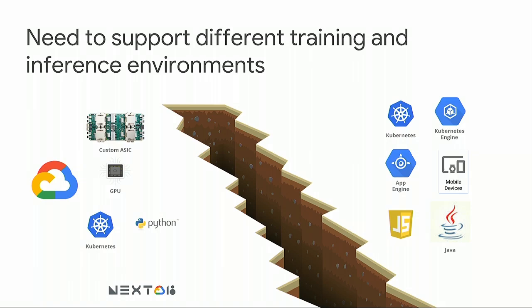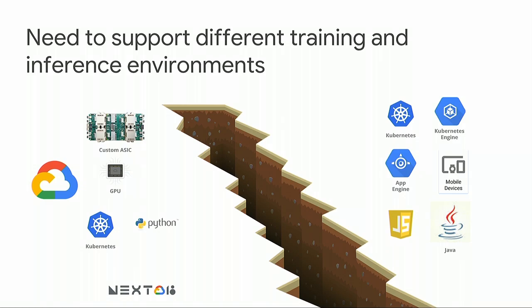So why do we need portability? When we designed TensorFlow, the idea was that we needed to support different training and inference environments. When you talk about where you train, you might train on the cloud, you might train on a Kubernetes system. You might train with programs written in Python. TensorFlow is all Python primarily. The training code might need accelerators like GPUs or your custom ASIC chips like tensor processing units. So you need that portability.